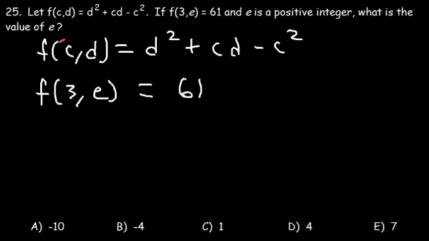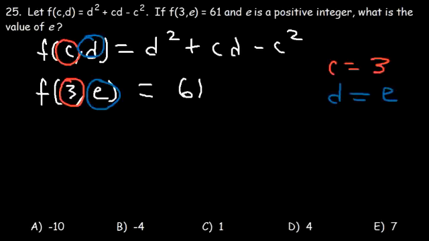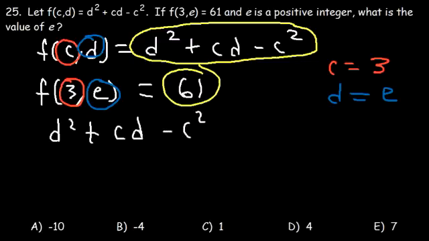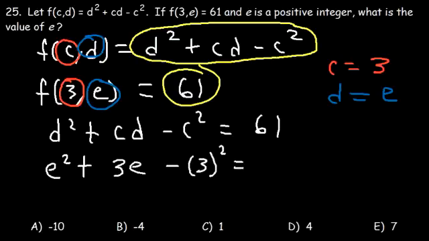Now notice that c is equivalent to 3. And notice that d is equivalent to e. And also, the right side of the first equation is equal to the right side of the second equation. So we can therefore make the statement that d squared plus cd minus c squared is equal to 61. And we can replace d with e and c with 3. So instead of writing d squared, we're going to write e squared plus, and then we're going to replace c with 3, so 3 times, instead of writing d, we're going to write e again, and then minus c squared, or 3 squared, and that's equal to 61.